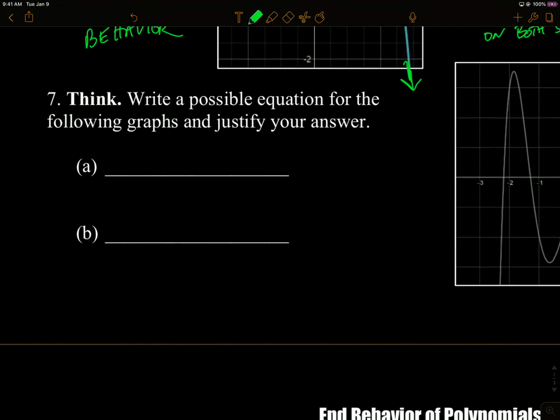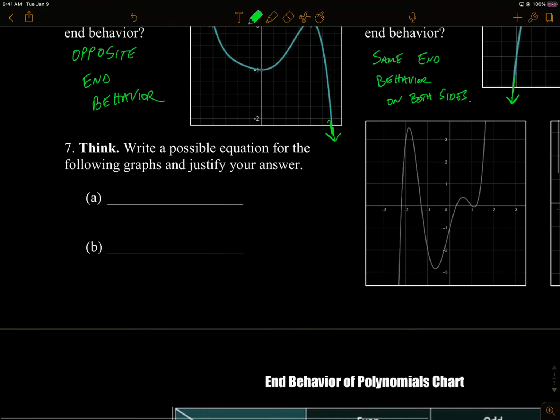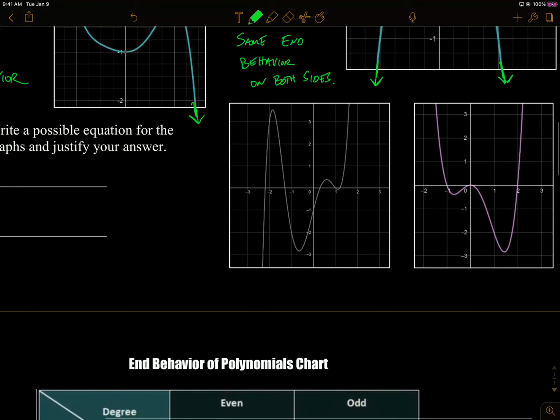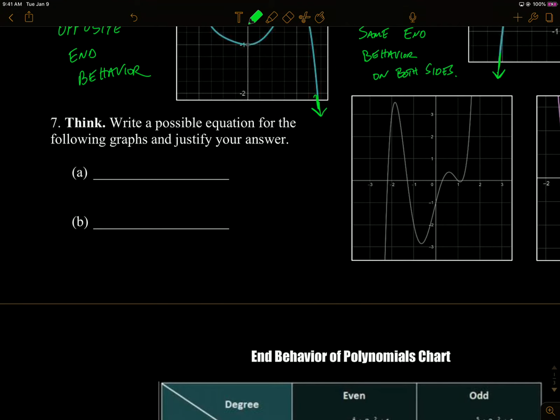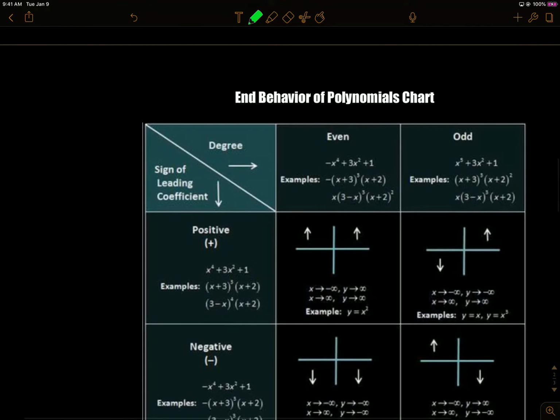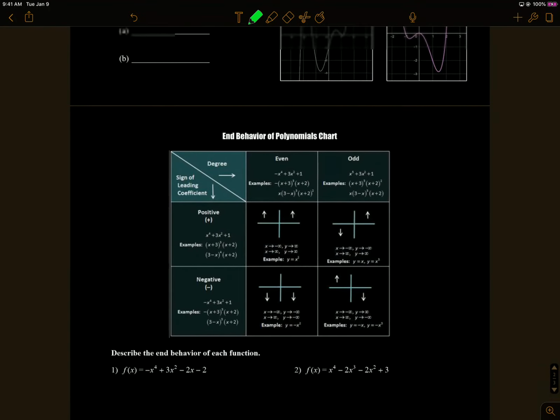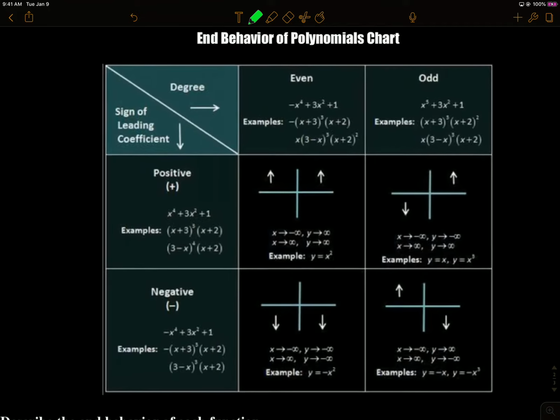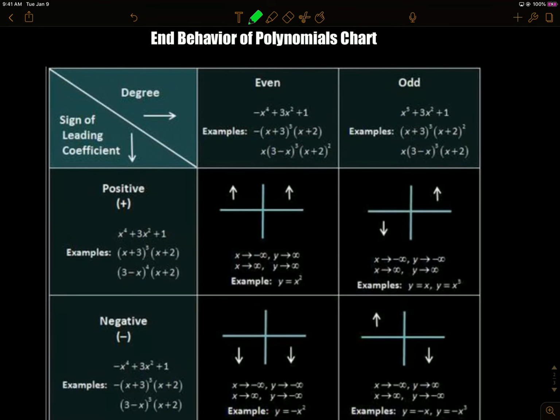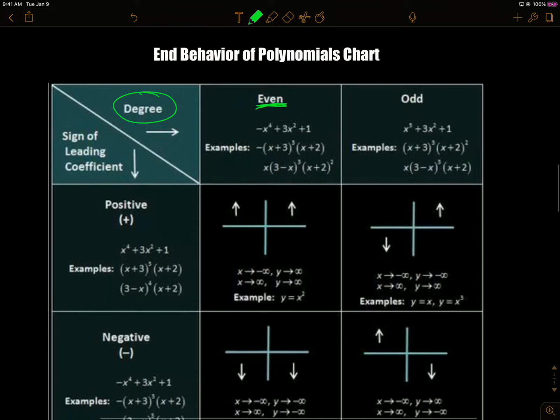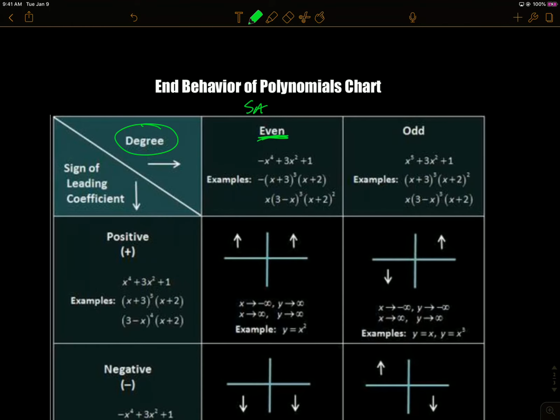So for number 7, I'm going to let you guys do that on your own. We can talk about that in class. You can come up with a possible equation for the following graphs. Let's talk about what we notice here with the end behavior. So when the degree, the highest power, is even, we're always going to have the same end behavior. Okay, so end behaviors are the same in this column, and here they're opposite.